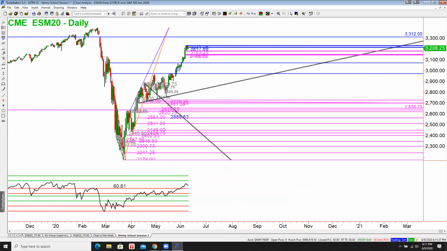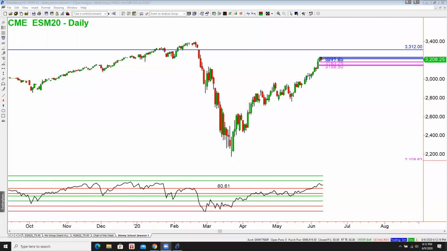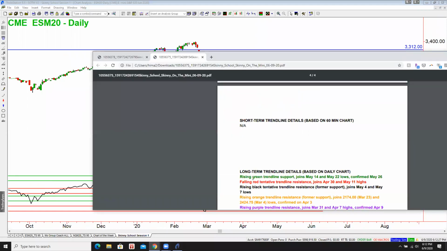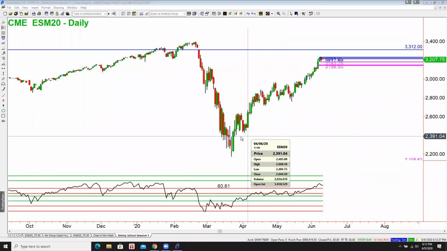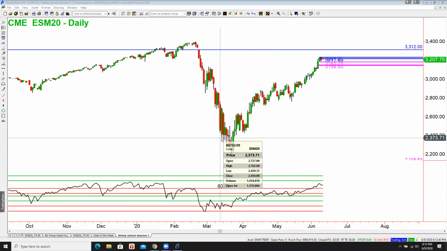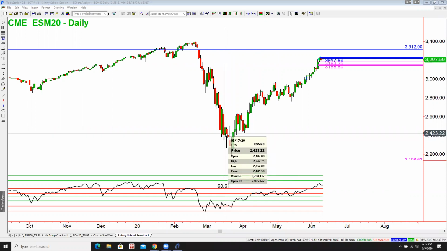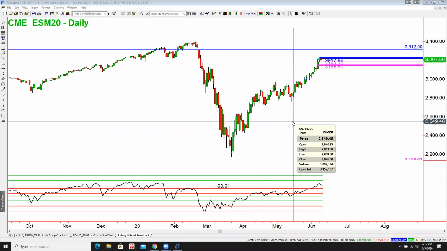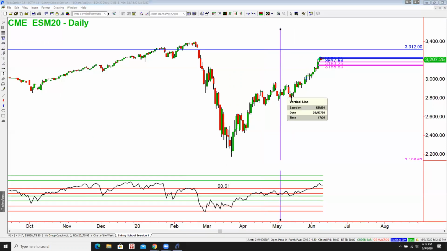Now I'm going to keep our annotations for the 60-minute price and support and resistance, okay? All right, so now we've come to a daily chart where we can recreate the trend lines. So we've got the green one here. Rising green trend line support joins May 14th and May 22nd lows, confirmed May 26th. So May 14th is back here. Okay, May 14th. So I just put a placeholder there.